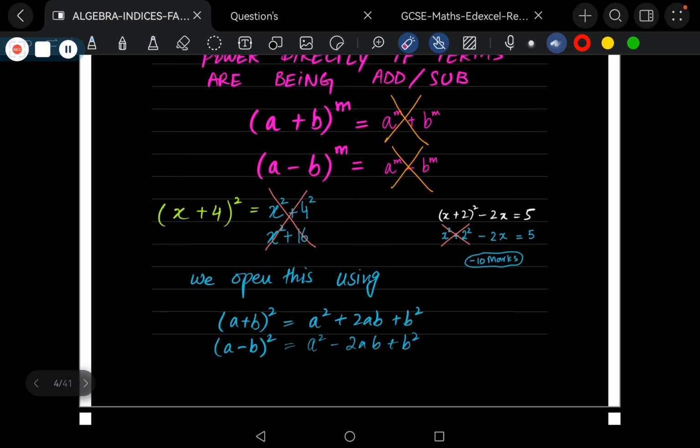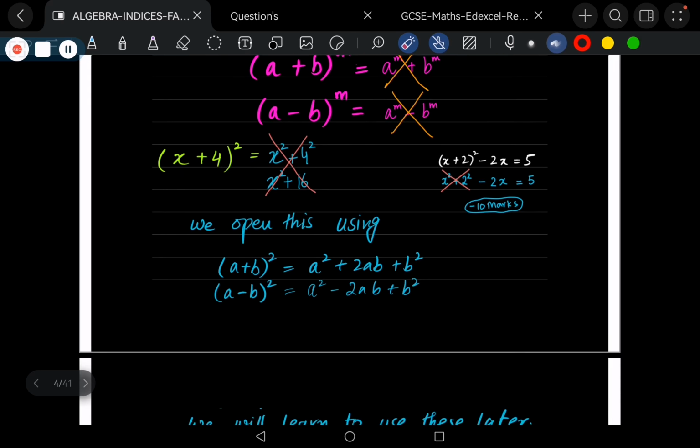Next thing that we have to see is a counter example, like x plus 4 whole square. If I write it as x square plus 4 square, that will be completely wrong because this is addition. It cannot be written like that.